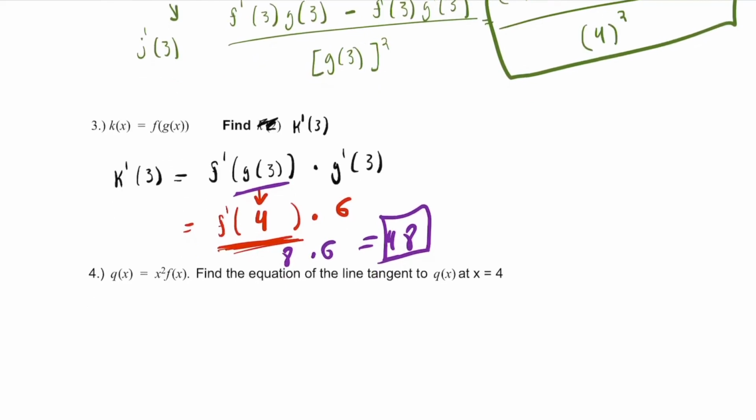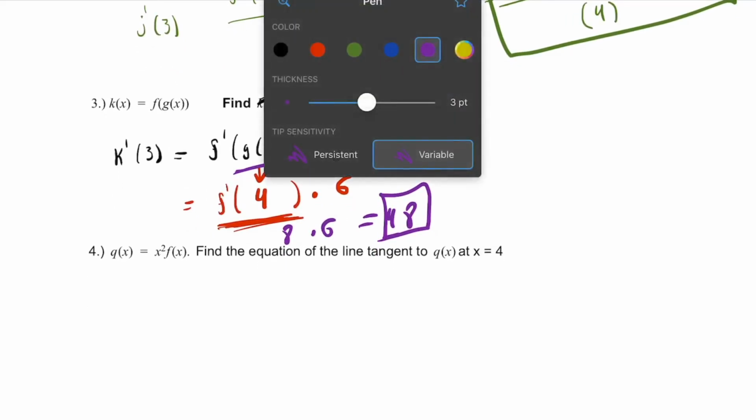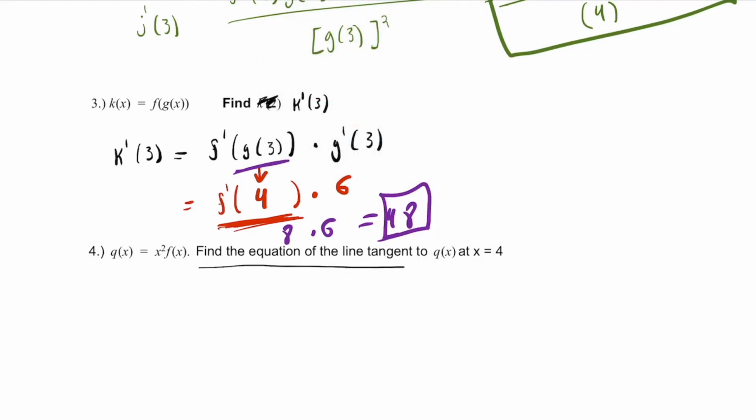Last one here on these tables. I just want you to know you can combine things from the table and not in the table. So let's say I wanted to find the equation of the line tangent to q of x at x equals 4.